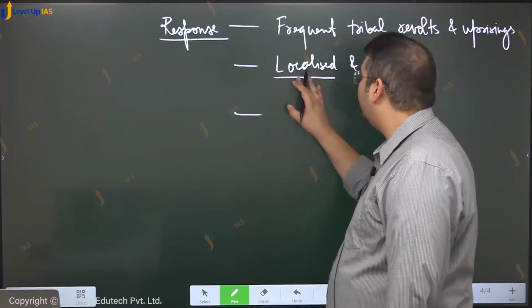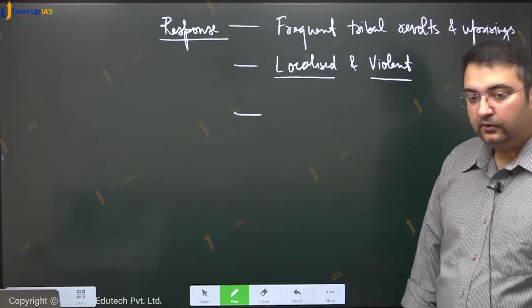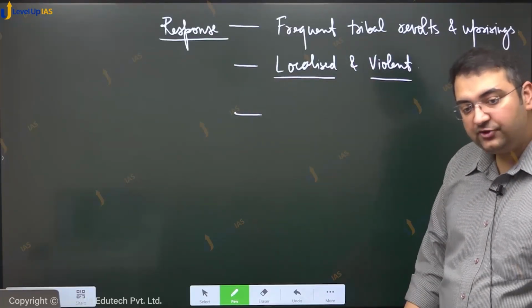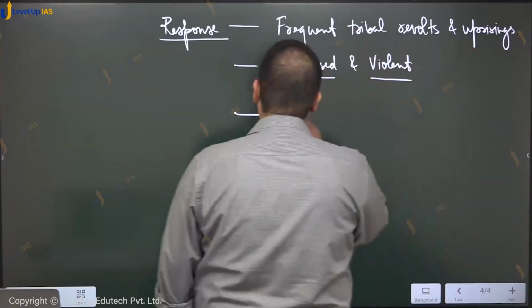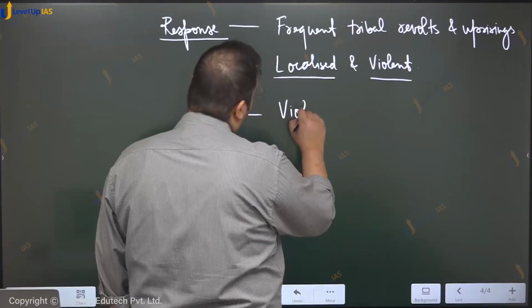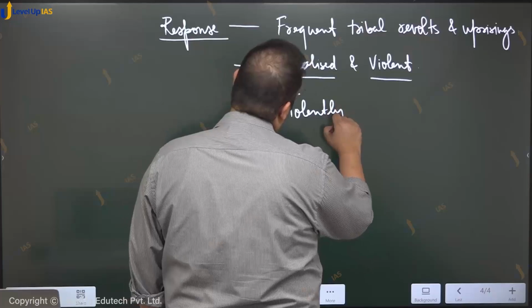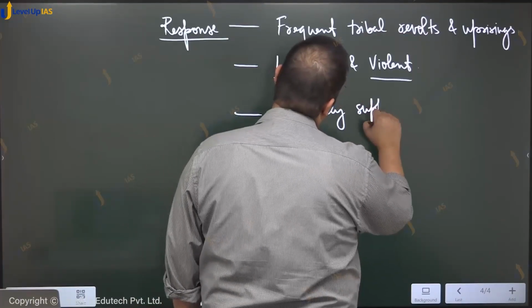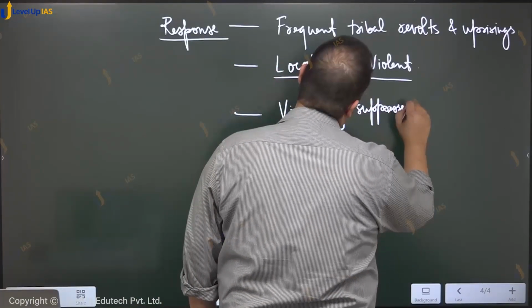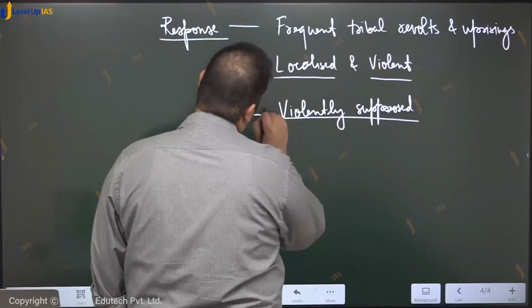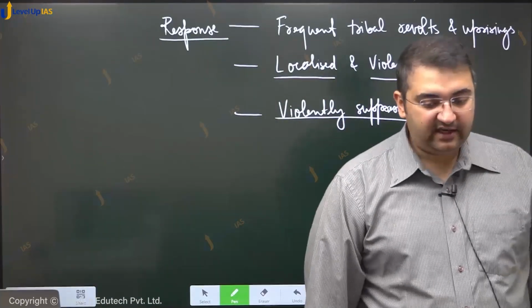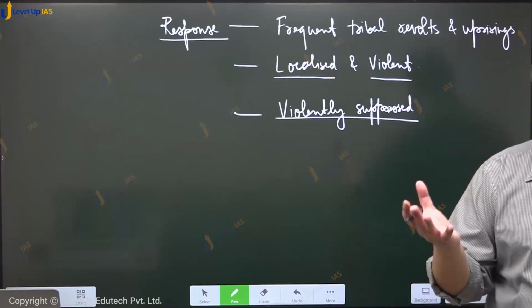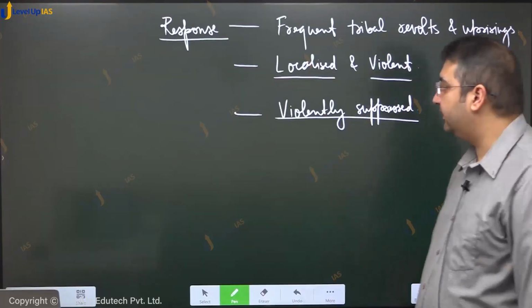And since these were localized and violent uprisings, did they have any hope of actually challenging the might of the British Empire? No. They were all violently suppressed. And following this, what happened to the degree of exploitation suffered by the tribals? Did it decline or increase further? It increased further.